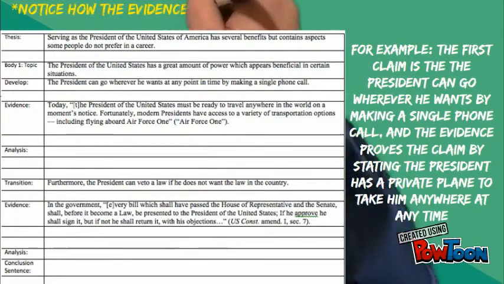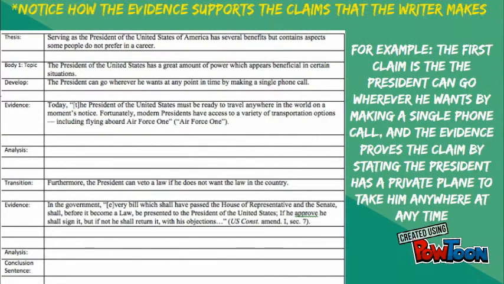Notice how the evidence supports the claims that the writer makes. For example, the first claim or supporting detail seen here as the developed sentence is the claim that the president can go wherever he wants by making a single phone call. The evidence then goes on to support that claim by stating he has a private plane.